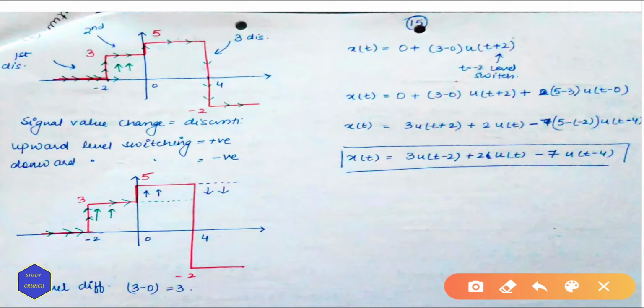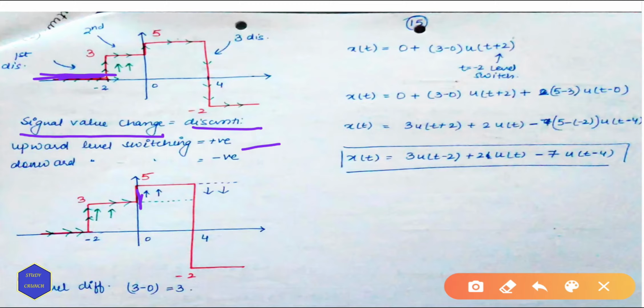Okay, so this is the combination of only step signals. For the step signal, the signal value will change at the discontinuity, and for the upward level shifting it will be positive and for the downward it will be negative. Same. Suppose we have a level difference, then it will be the difference between the previous level and the succeeding level. Let's start. First of all, moving on from the left side, we have 0.